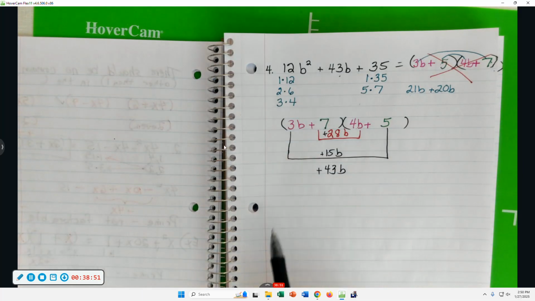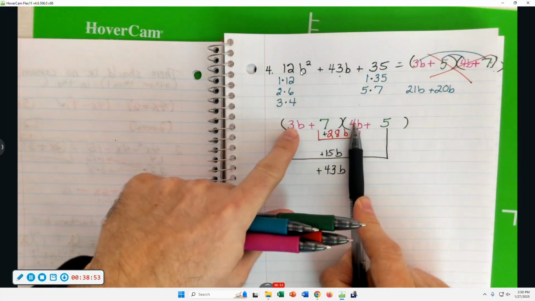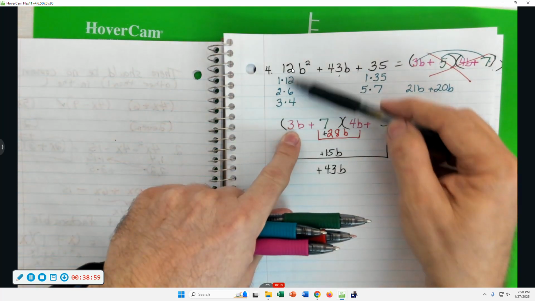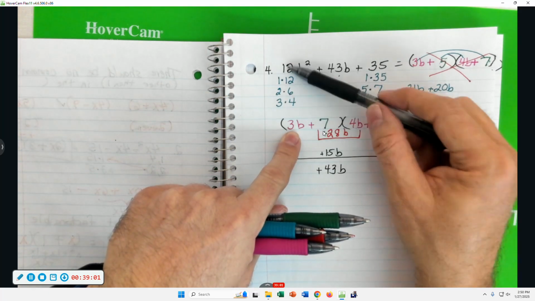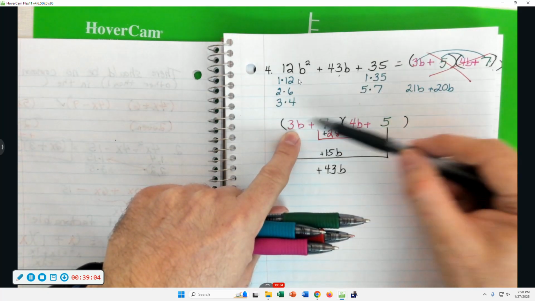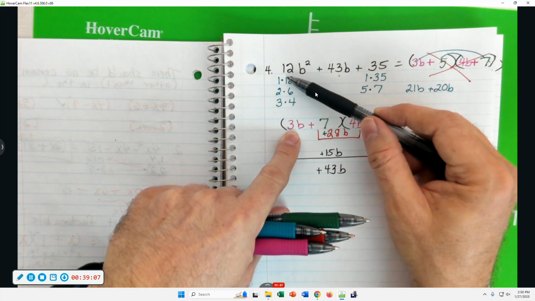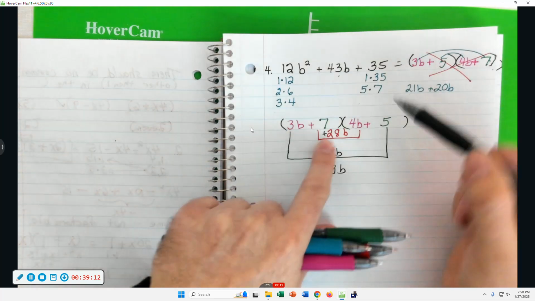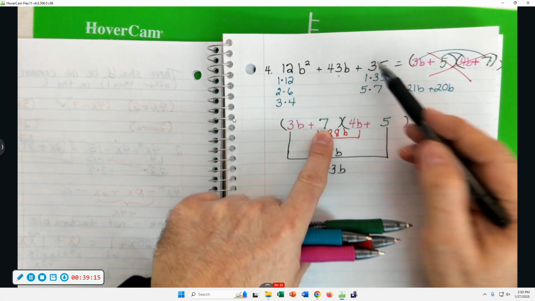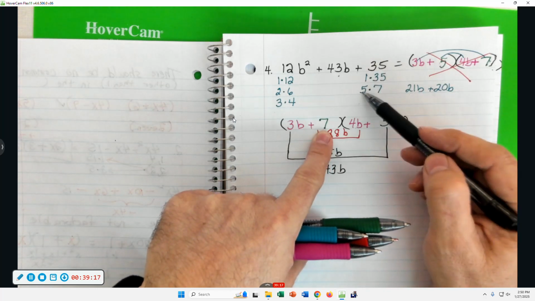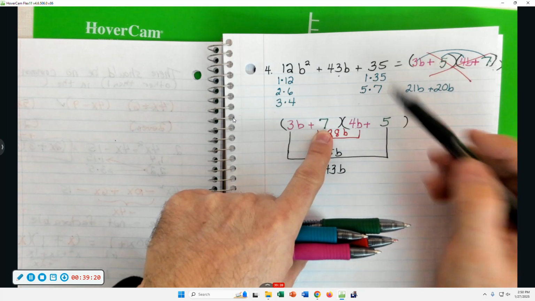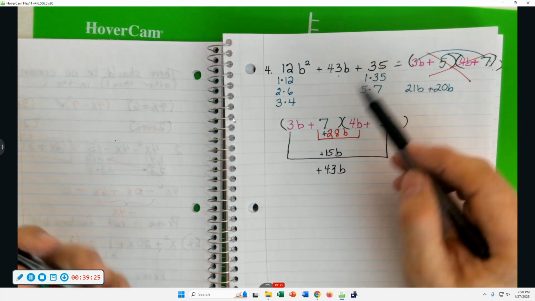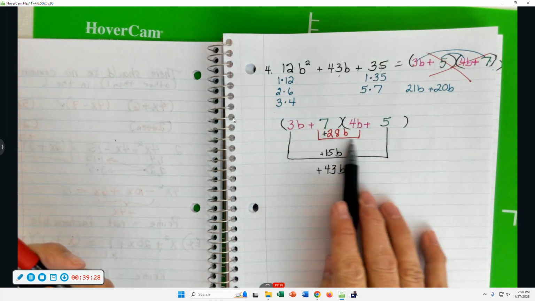You already know first times first is going to give you 12B squared. You don't really even have to check that. You wouldn't have written down something that didn't multiply together to give you 12, like you wouldn't use 3 and 5, because 3 times 5 isn't 12. So the first numbers you're using are only the numbers that multiply together to give the first number. Like here, you wouldn't use anything other than 1 and 35 or 5 and 7, because those are the only numbers that multiply together to give 35. So all you really have to check is the outer and the inner. Do they combine together to give you that middle?